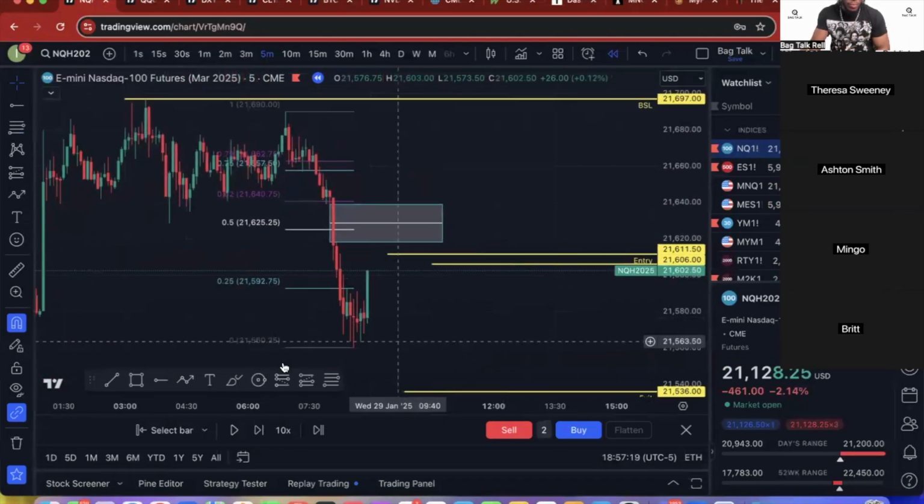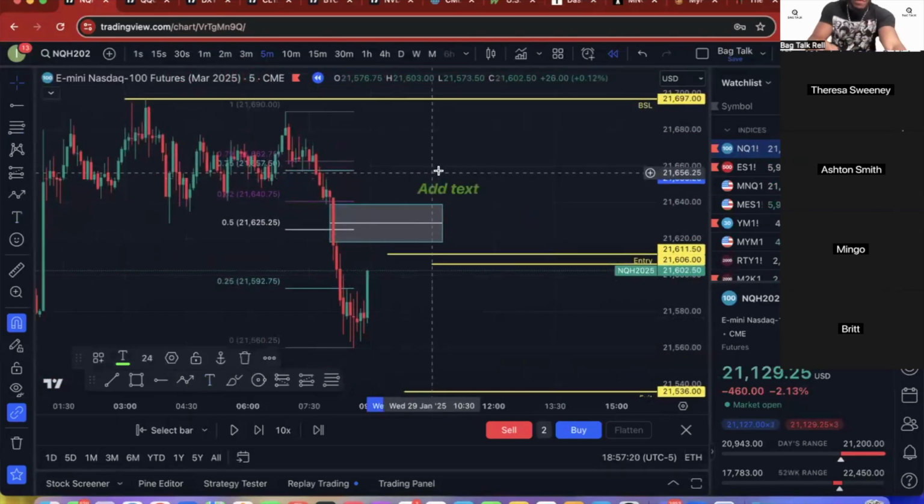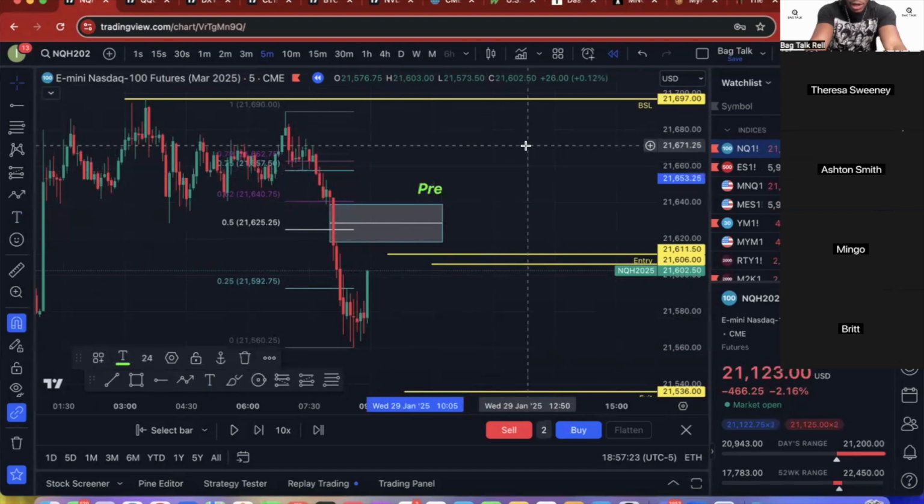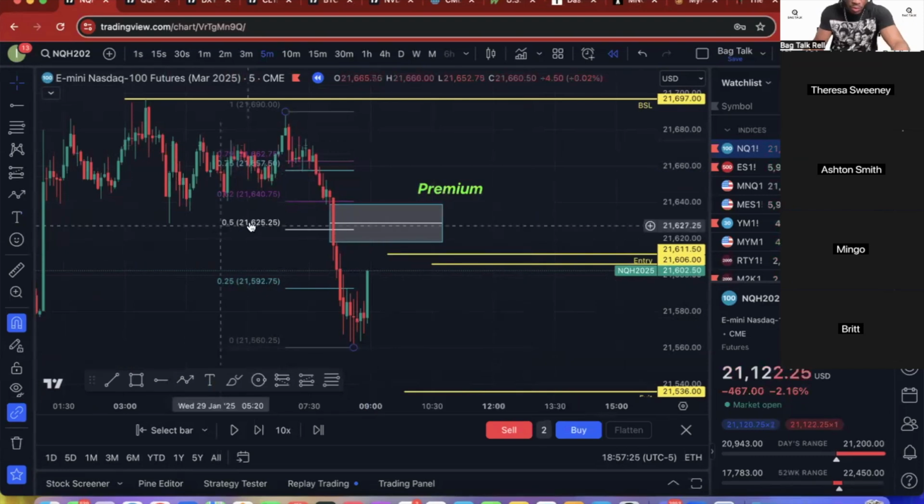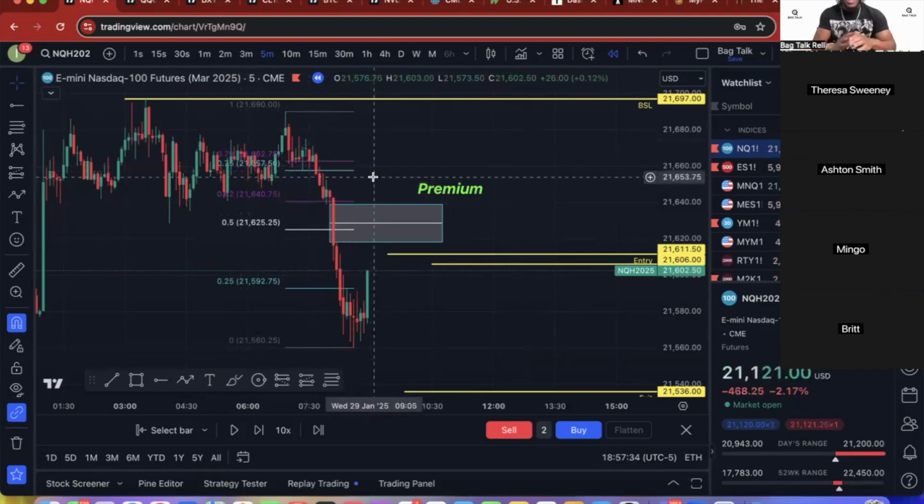What does it mean to be in a premium? In a premium, I'm looking for entries in the upper 50% of my range. So you see where it says 0.5? That means anything above the 0.5 is where I'm looking for entries, but I'm not just getting in anywhere up there. I need a PD array to get in. And some of you might not have heard that terminology. Yo, what is a PD array?